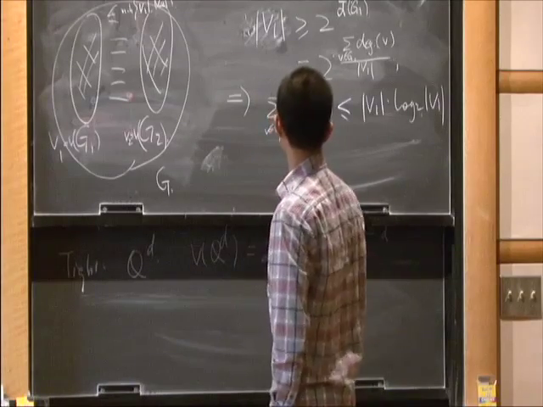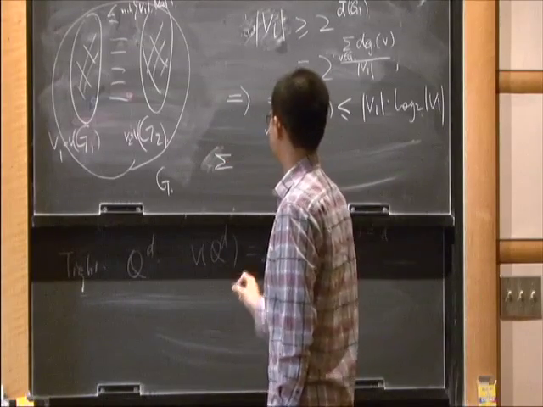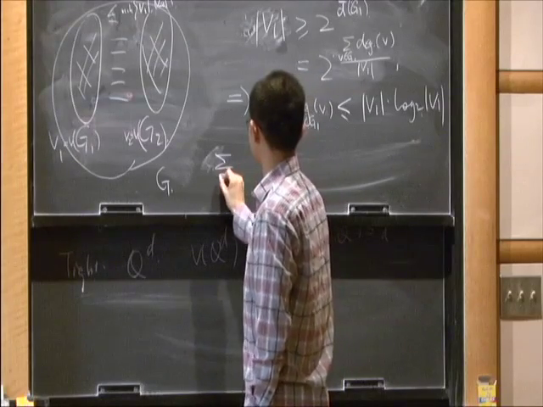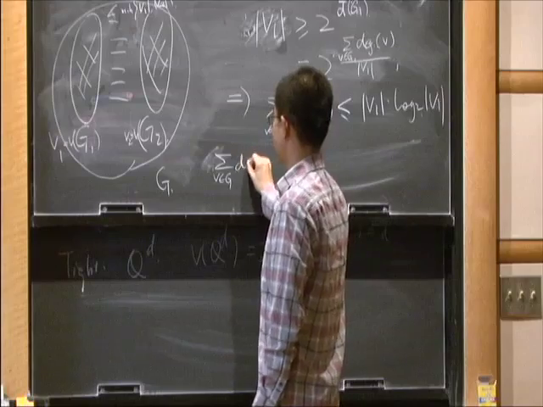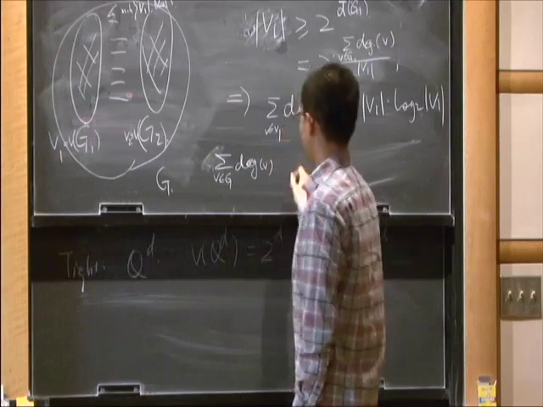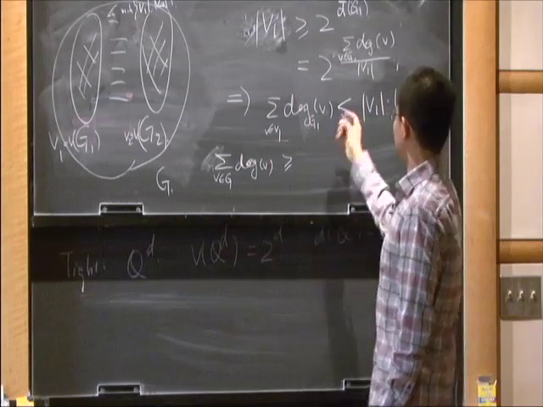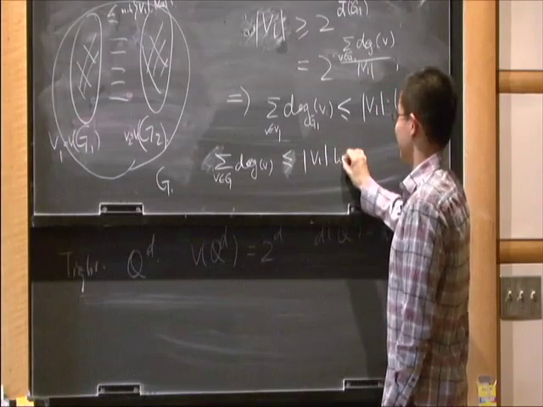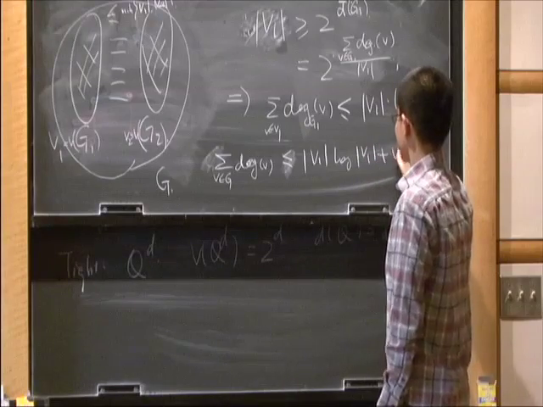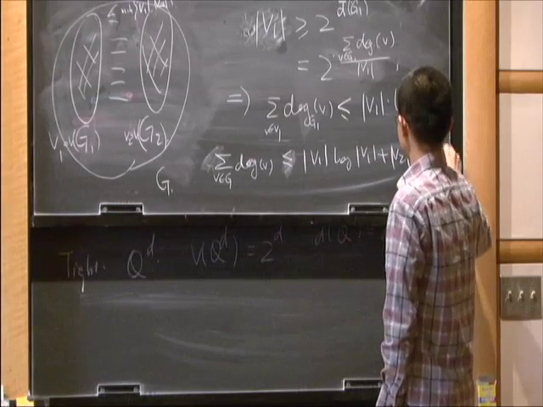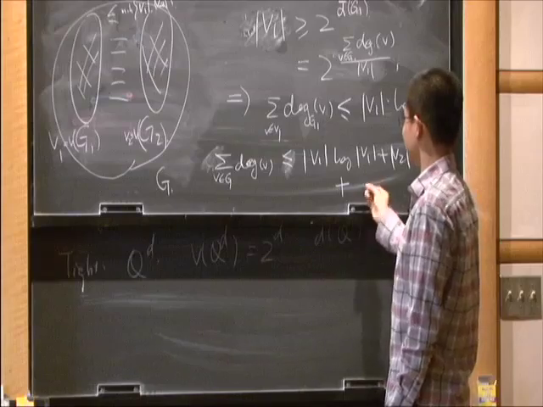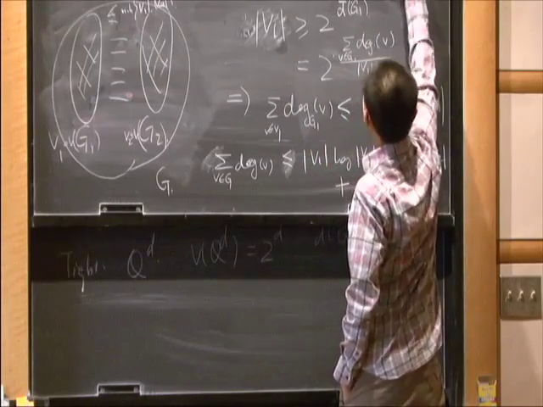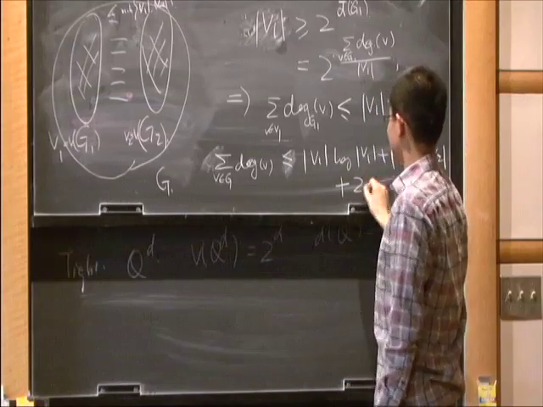Okay. So now we know the sum of the degrees of the vertices in V is greater than or equal to the sum of V1 times log V1 plus V2 times log V2 plus the min, right? Plus the min. So let's assume it's V1. Assume V1 is less than or equal to V2 plus 2 times V1.